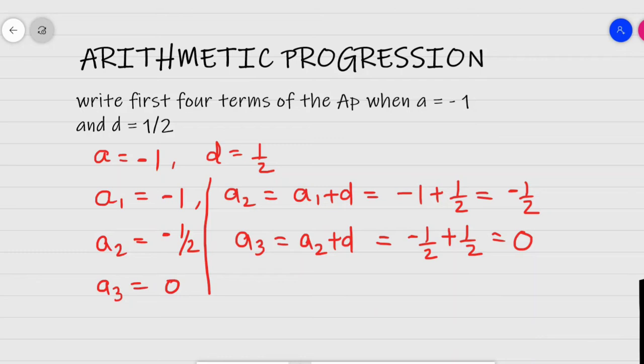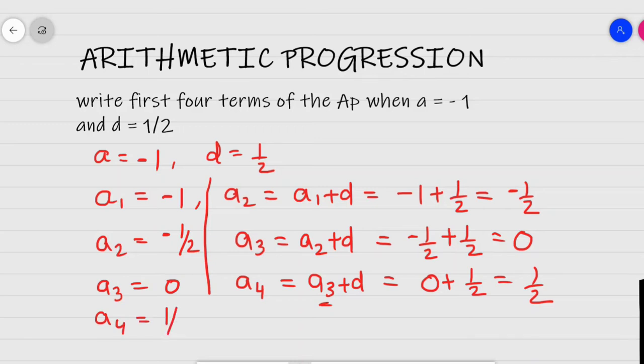Next you see what is your A4. A4 will be equal to A3 plus D. Previous term plus D. Now what is your previous term? What is your A3? A3 is 0. 0 plus your common difference is half. So you are getting 1 by 2. So your A4 is equal to 1 by 2.